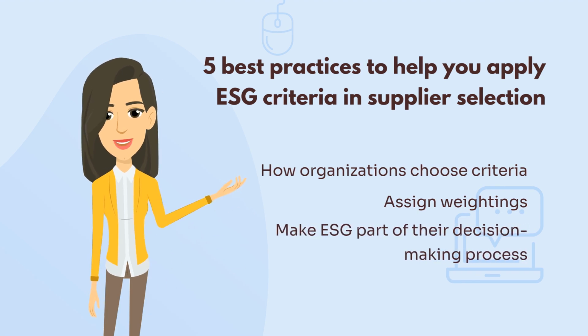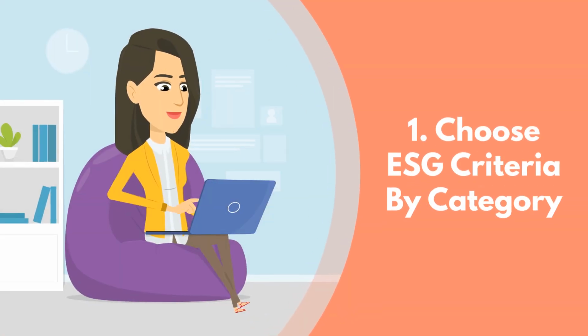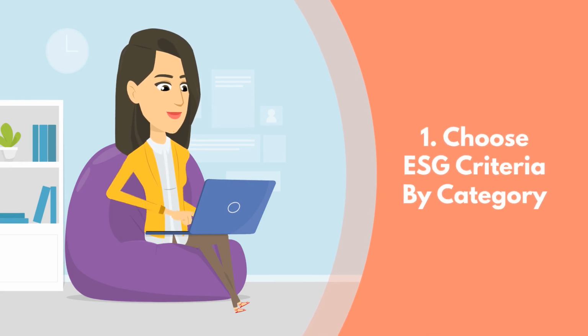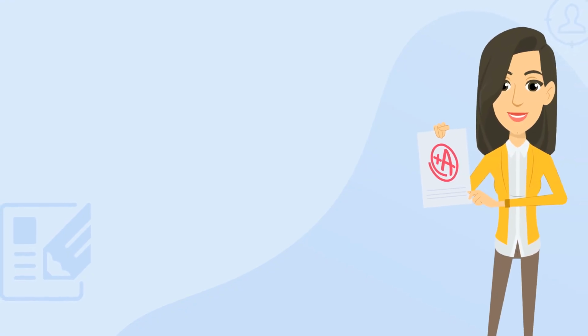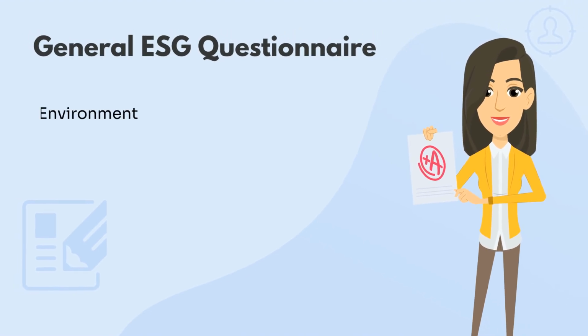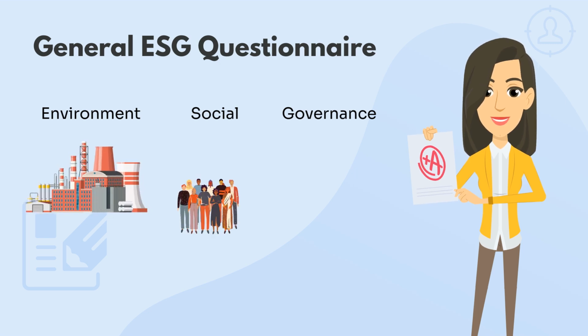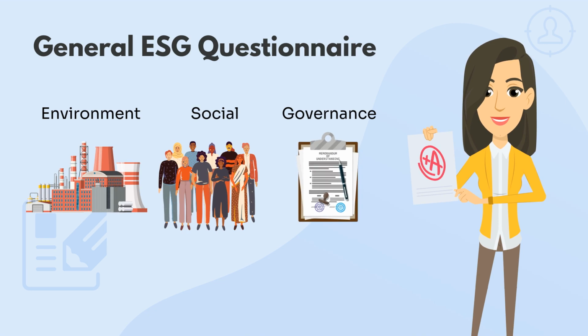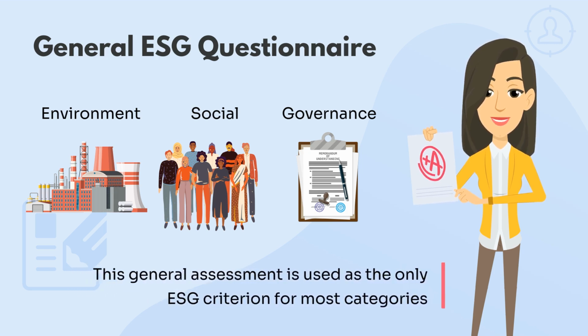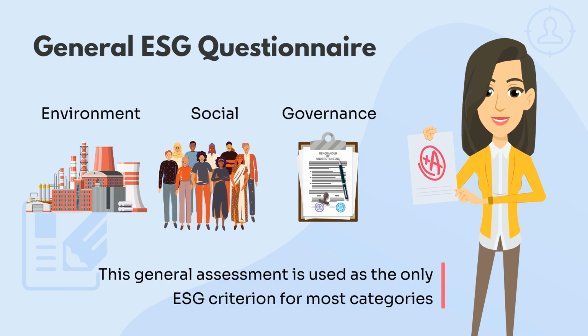You'll see how organizations choose criteria, assign weightings, and make ESG part of their decision-making process. Let's get started. 1. Choose ESG criteria by category. There's no single way to apply ESG in supplier selection. Some companies use a general ESG questionnaire that covers environment, social, and governance pillars. Suppliers must answer and provide evidence on topics like emissions, workforce composition, ethics policies, grievance mechanisms, and more. This general assessment is used as the only ESG criterion for most categories.